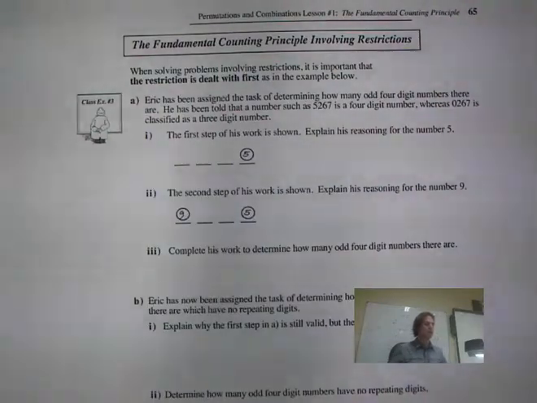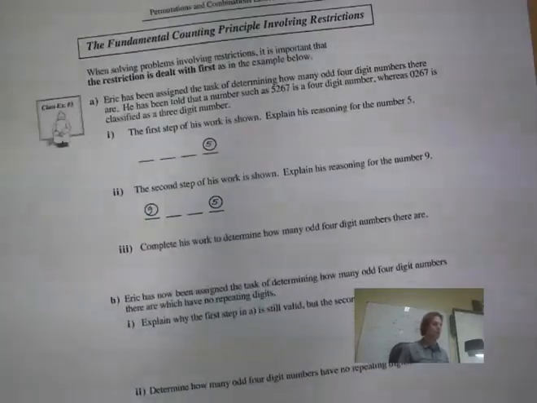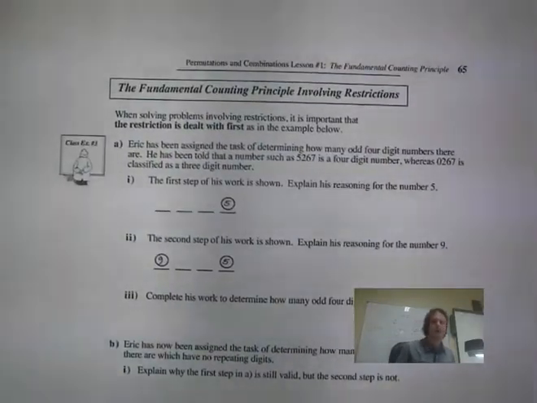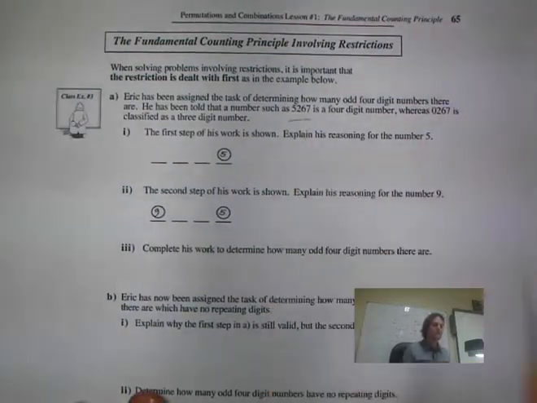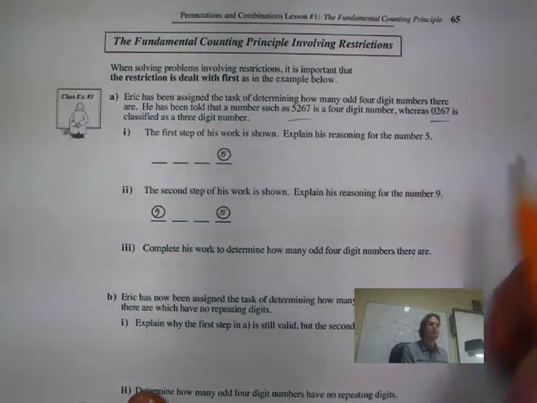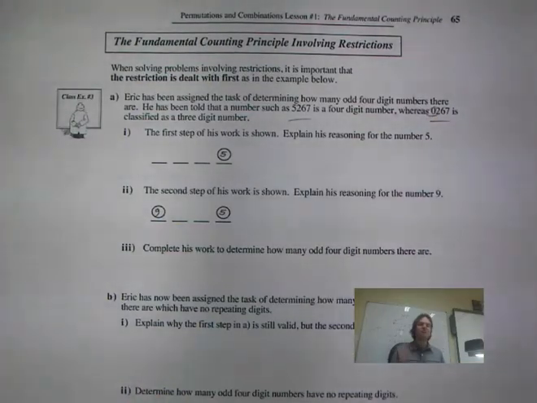Okay. So, let's take a look at my next one. It says, we're looking now at some restrictions of the fundamental counting principle. So Eric has been assigned the task of determining how many odd 4-digit numbers there are. Now here's a little problem. This is a 4-digit number. This is not, so we cannot start with 0, and it must be odd. So there are 2 restrictions here.